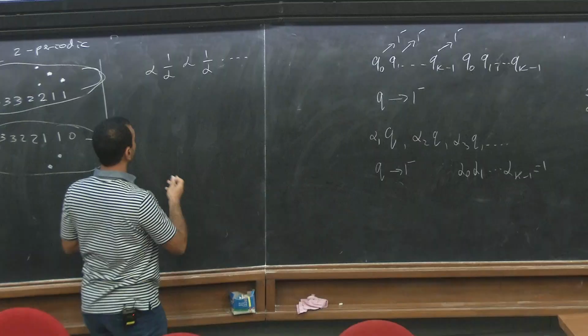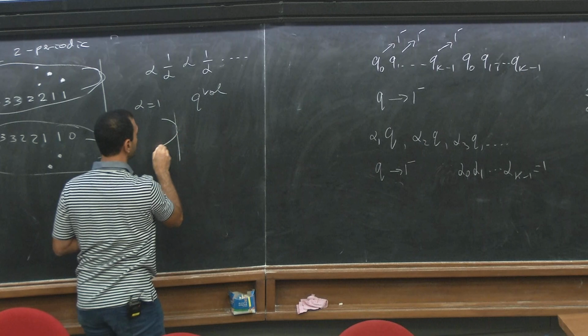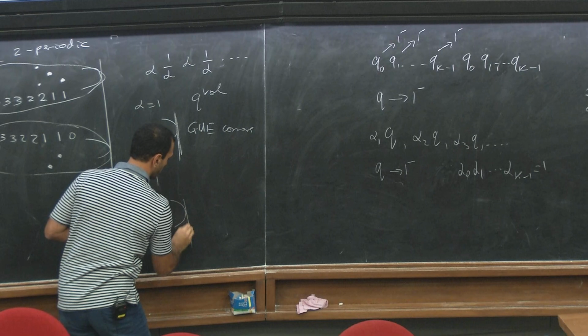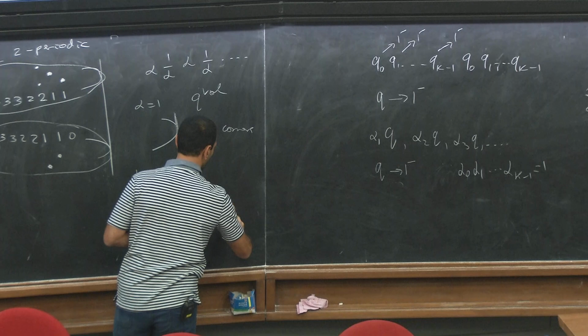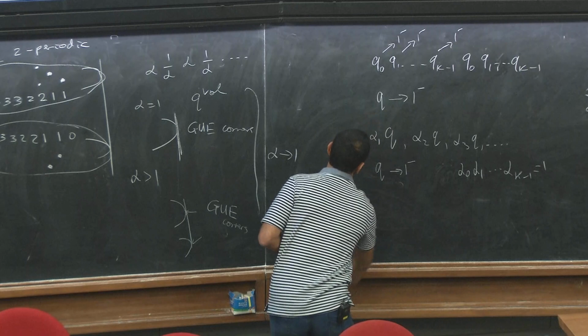But let's study the regime. If alpha is 1, then this is just the q to the volume, and we know that there is one turning point. And this is the GUE corners process. If alpha is bigger than 1, then we know that we have two turning points. And these are not the GUE corners, although the GUE corners process is still somehow hidden there. What happens as alpha goes to 1? You try to squeeze these two turning points together.